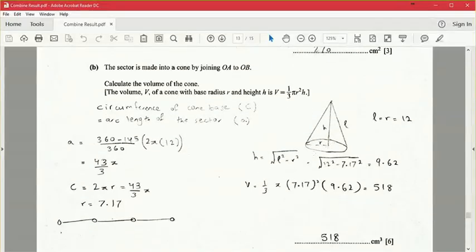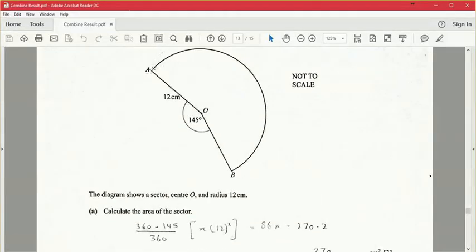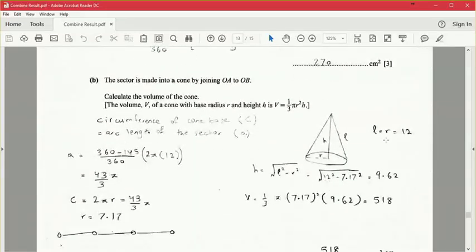You can see that the circumference of the cone base, this area, is equal to the arc length of the sector, this one, because this part of the sector is made into the circumference of the cone, and these two lines from A to B become the slant height of the cone, this one, the curved side.